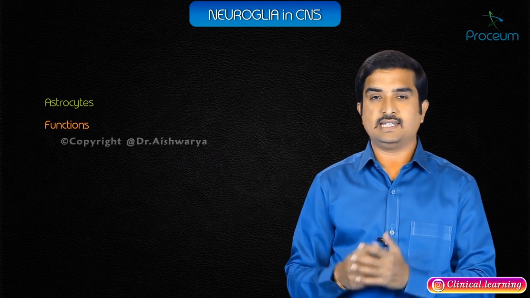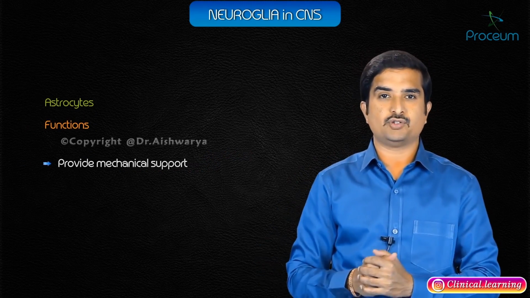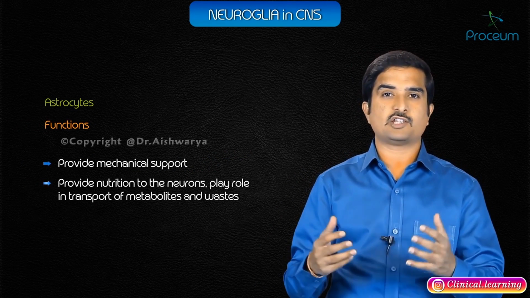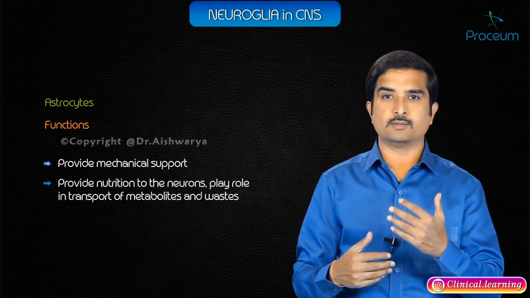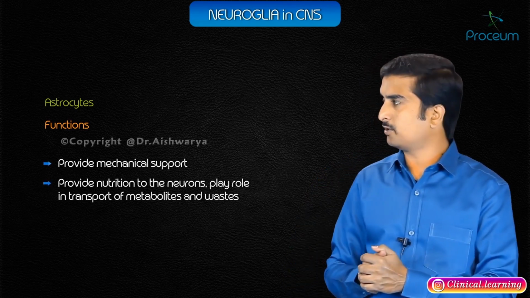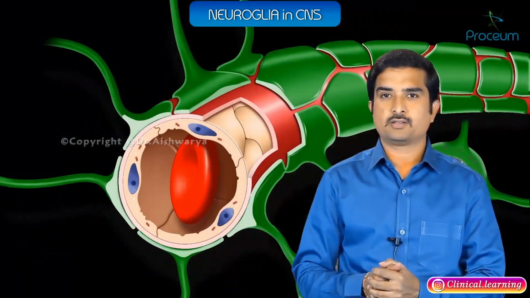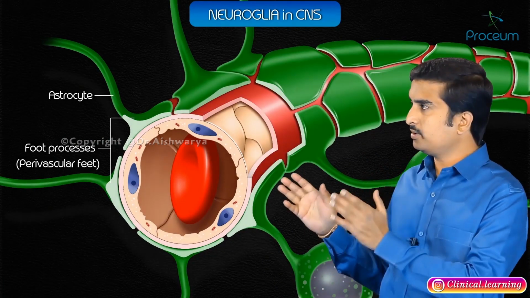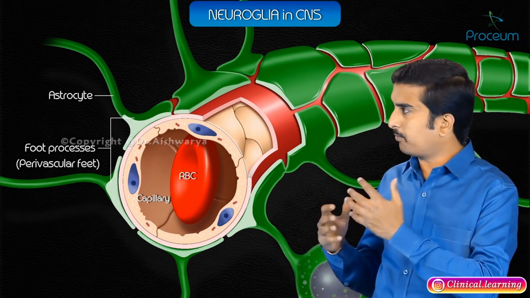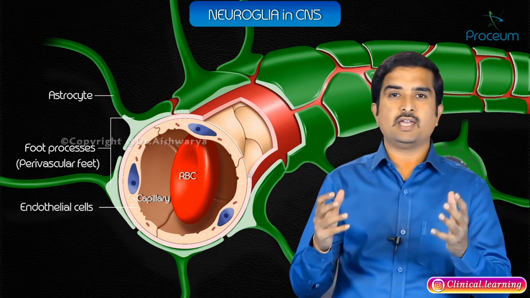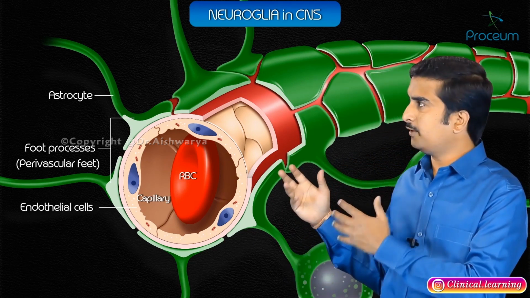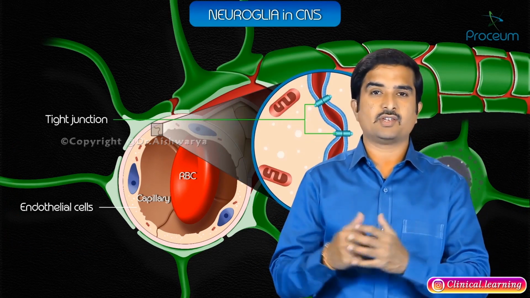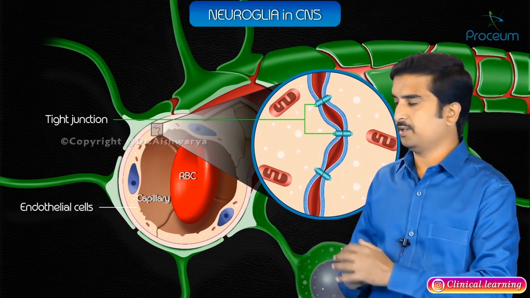What are the functions of these cells? They provide mechanical support to the neurons. They provide nutrition to the neurons and play an important role in the transportation of the metabolites and waste products to and from the brain, as they are storage places of glycogen. At the region near the blood capillaries, the foot processes of the fibrous astrocytes form perivascular feet around the capillaries. Hence, the blood gets separated from the neurons via the endothelial layer of the capillary and the layer of the astrocyte foot processes, together forming the blood-brain barrier. They form tight junctions in this area with the endothelial cells of the capillaries.